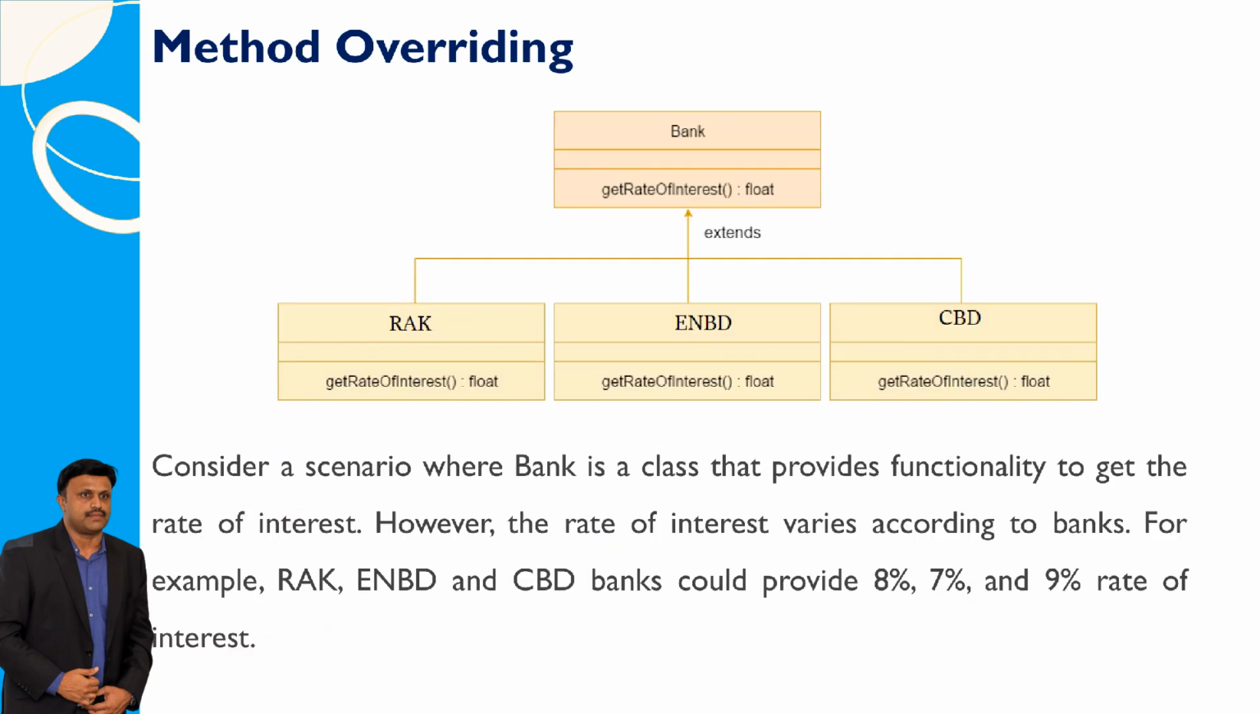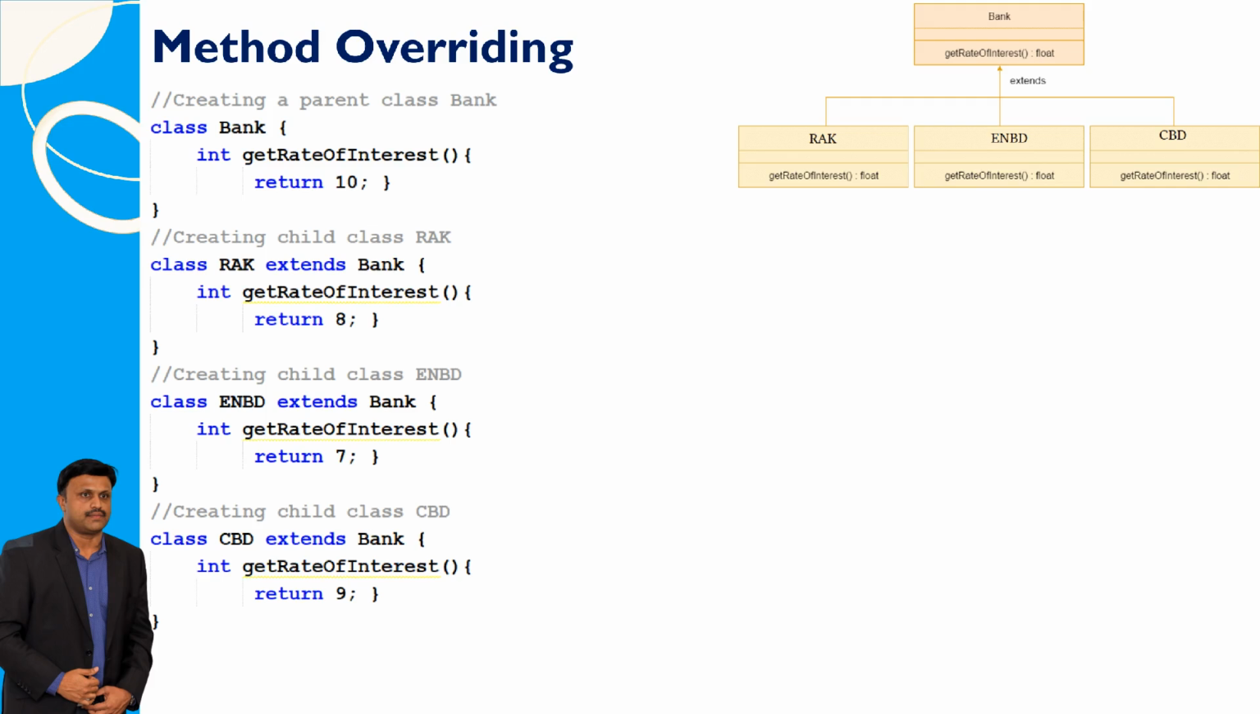on it. In a scenario where the bank class offers functionality to retrieve the rate of interest, the interest rates differ between banks. For instance, RAK Bank may offer an 8% interest rate, ENBD could provide 7%, and CBD might offer 9%. The shown code demonstrates method overriding in Java through a parent class Bank and its child classes. The Bank class has a method getRateOfInterest, returning a default interest rate of 10. Each child class RAK, ENBD, and CBD overrides this method to return different interest rates, 8, 7, and 9, respectively.